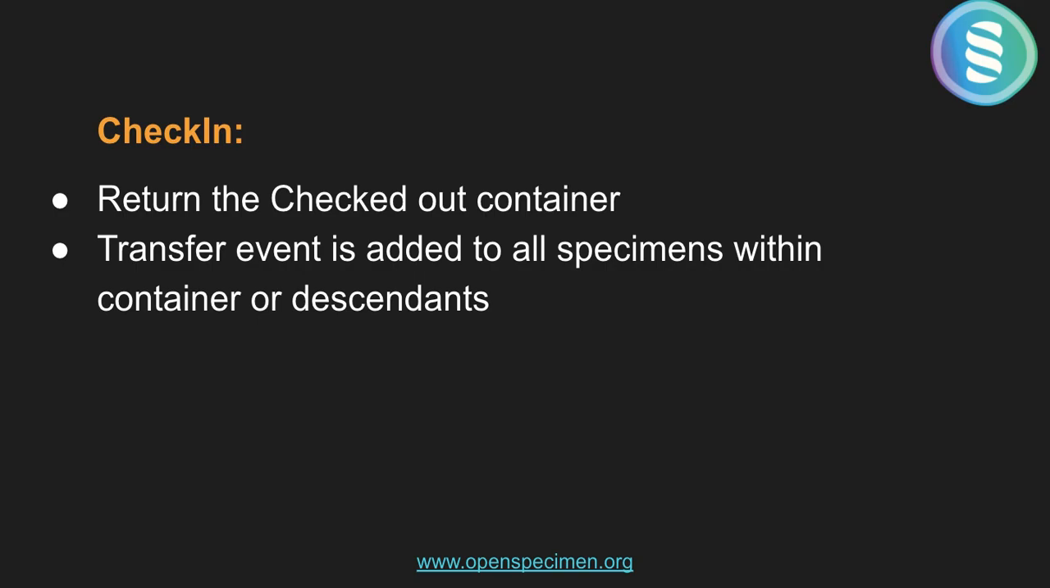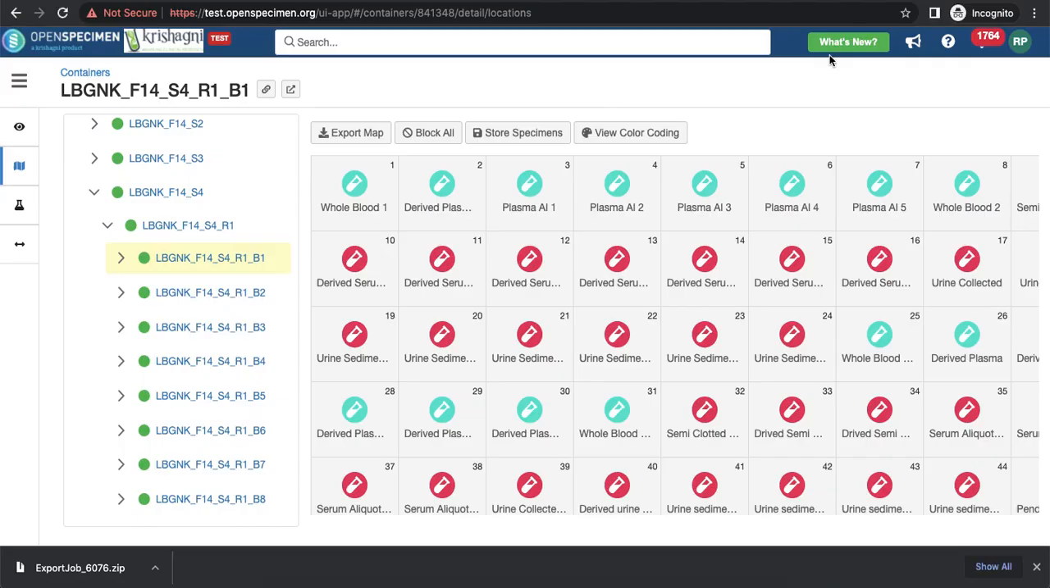So let's see how it looks in the environment. So let's just say we have one box with multiple samples, and this box needs to be checked out or sent out to the researcher on a temporary basis. So I'm going to copy the unique name of the container. You can also use barcodes.